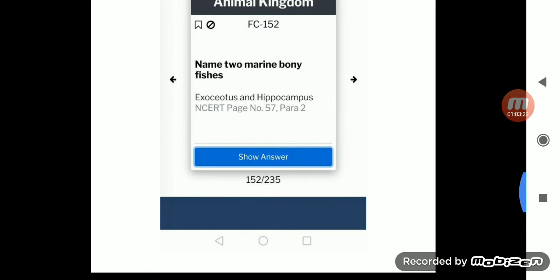Name two marine bony fishes: Exocoetus and Hippocampus.